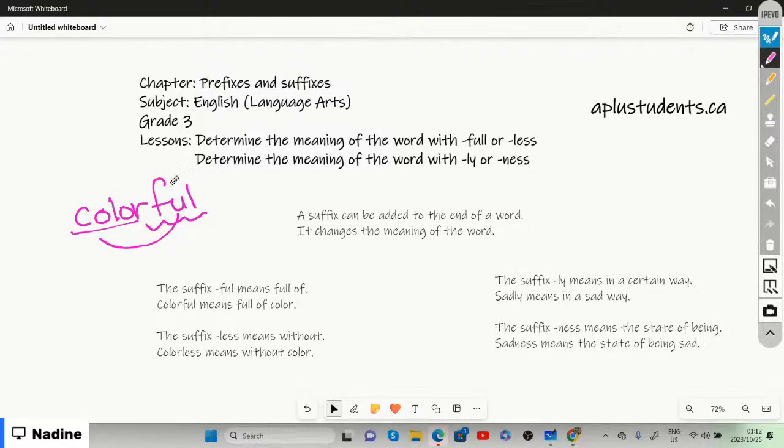As soon as we add less to the word color, it means without color, because the word less means without. And remember, we said the word color is our base word. This is our base word, and this is a word that can stand on its own. As soon as you either add a word at the end of that word or at the beginning of the word, then you're either adding a prefix or a suffix. A suffix is at the end of the base word, and a prefix is at the beginning of the base word.